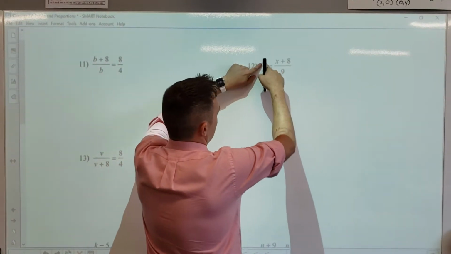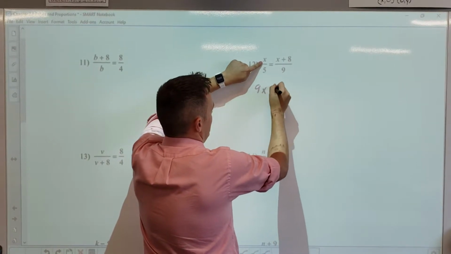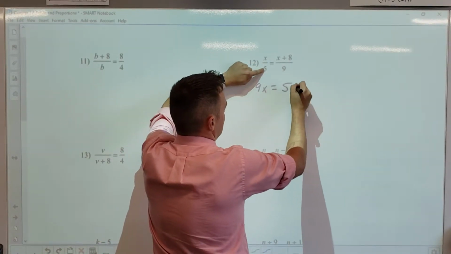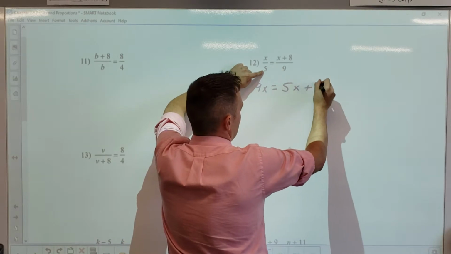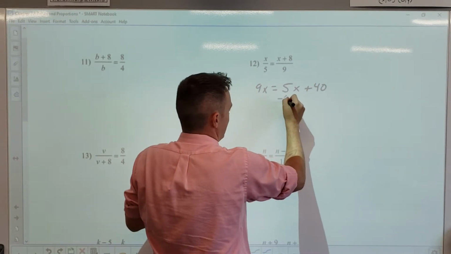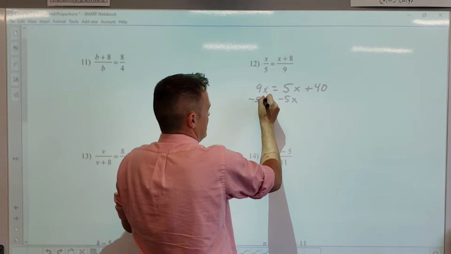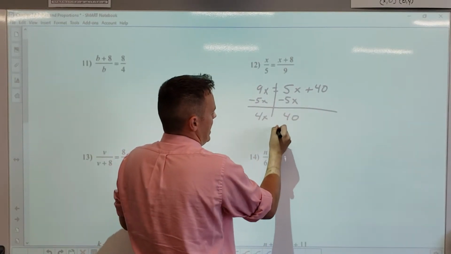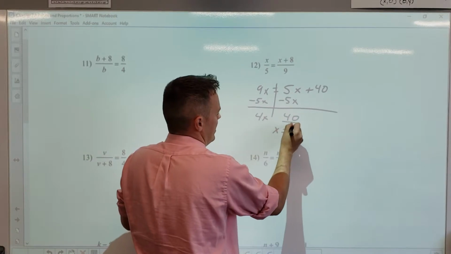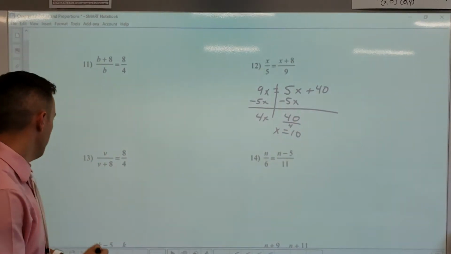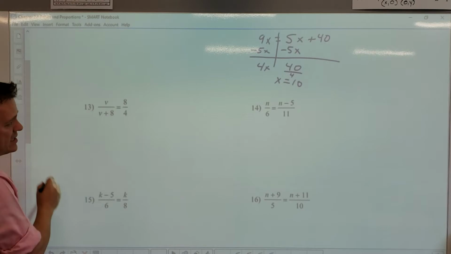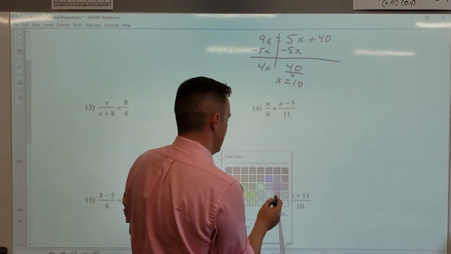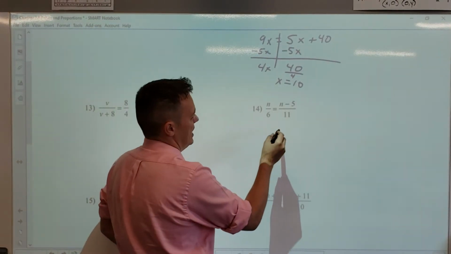Now as we go through here, this is going to be 9x equals 5x plus 40. Then you do your math, -5x to both sides, 4x and 40, and x equals 10, okay, because you divide by 4. Make sure you guys get the process. If I'm going too fast, back the video up and try again. Keep up with me if you can.